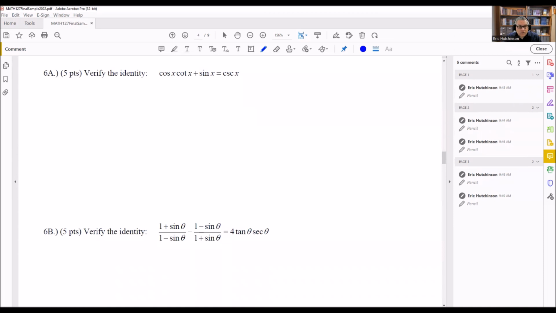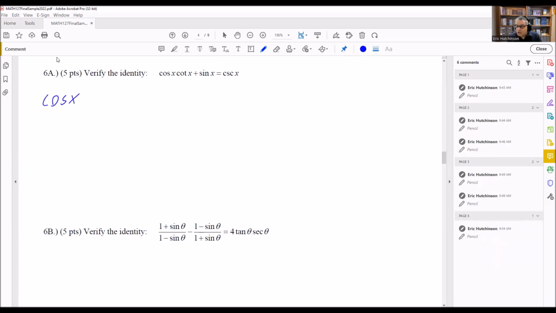Moving on to number 6. Now, number 6 is one where we have to verify the identity. Okay, so we have to know our identities on this. So for this one, one of the strategies that we have with these kind of problems is to change everything into sines and cosines. So that's what I'm going to do here. I'm going to change everything into sines and cosines.